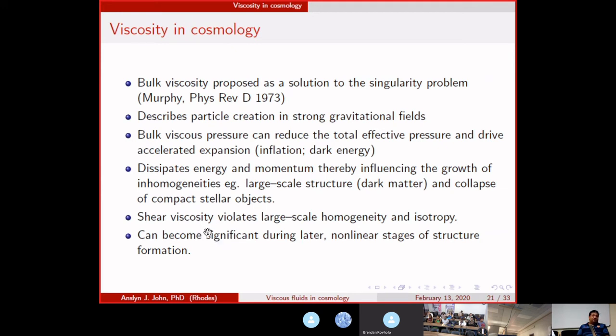Having said that, shear viscosity can become significant during the later nonlinear stage of structure formation, so it can't always be ignored. So very recently people started looking at shear viscosity, and that's also the area of time.